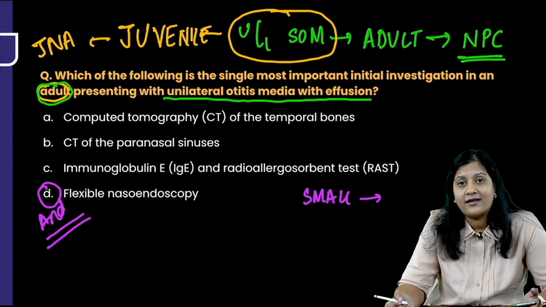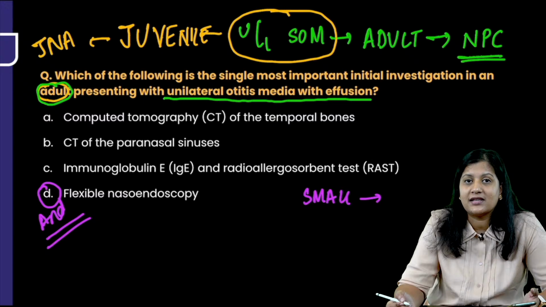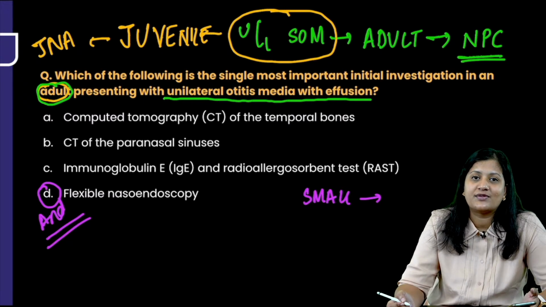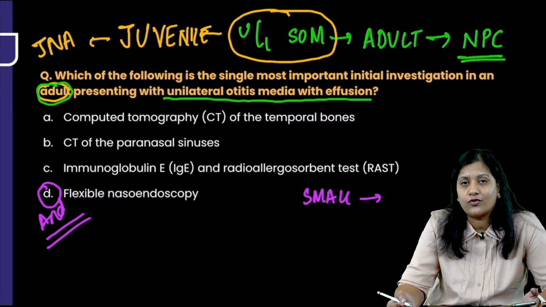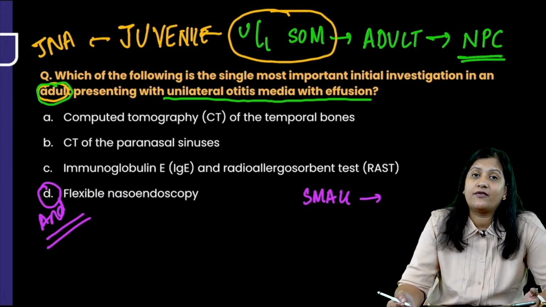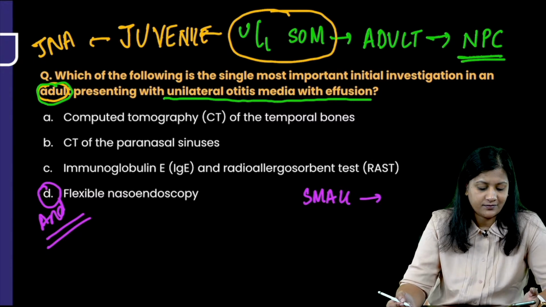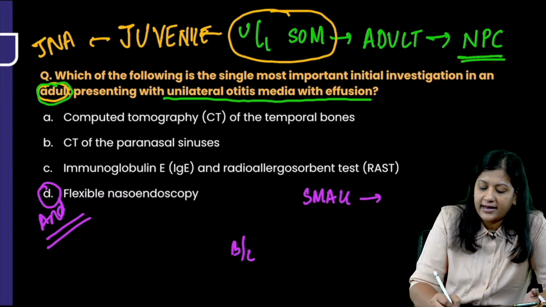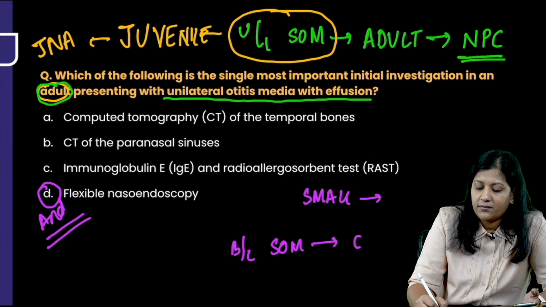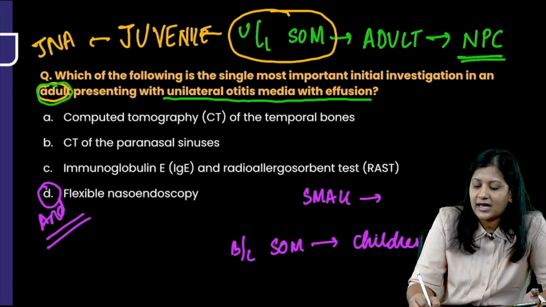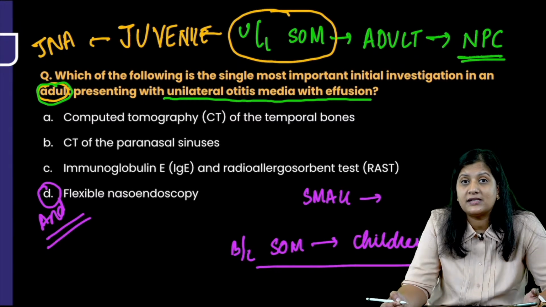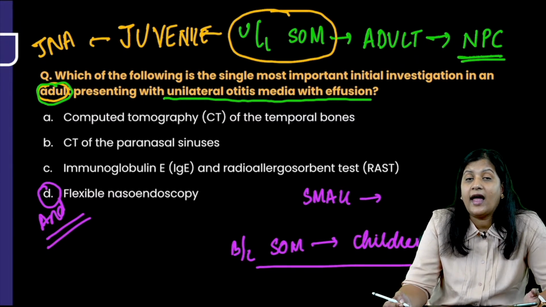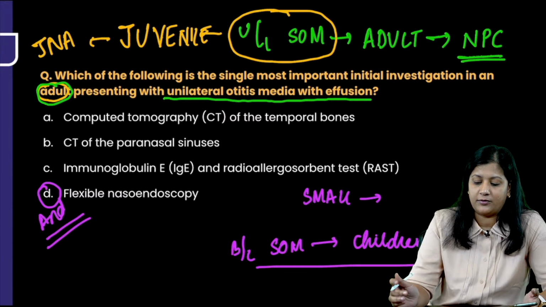Yes, CT scan of the paranasal sinuses can be added as a complementary investigation. I'm not saying no, but you will have to do a nasal endoscopy first to check the nasopharynx for any abnormal area in the fossa of Rosenmuller, and if it looks abnormal, you will have to take a biopsy. In children, Kapil, the answer will be adenoid. In children there is bilateral SOM, and the most common cause is adenoid hypertrophy. So in adults with unilateral SOM, you're going to think about NPC, in the juvenile age group, JNA, and in children, adenoid hypertrophy.